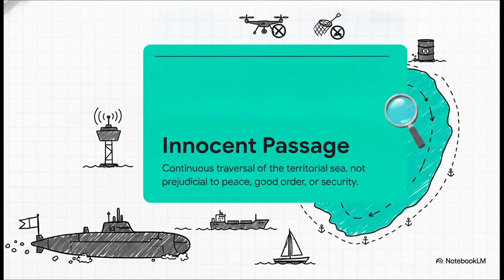You can't fish, you can't willfully pollute, you can't launch aircraft or gather intelligence. And if you're a foreign submarine passing through these sovereign waters, you can't sneak around. You are legally required to navigate on the surface and proudly show your flag. If a warship breaks these rules, the coastal state can demand they leave immediately.